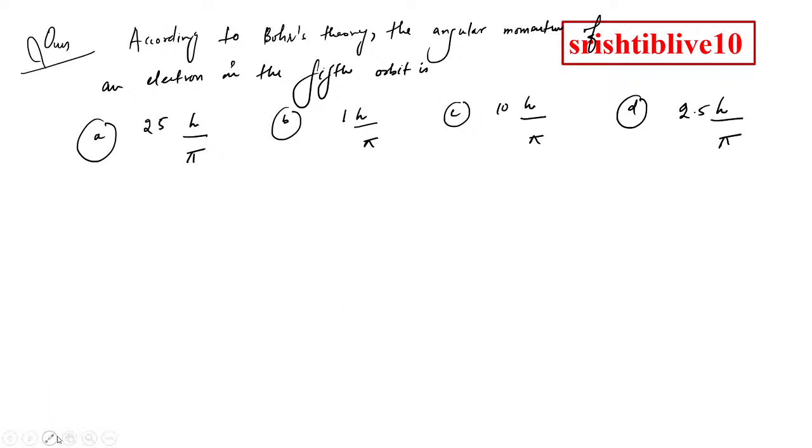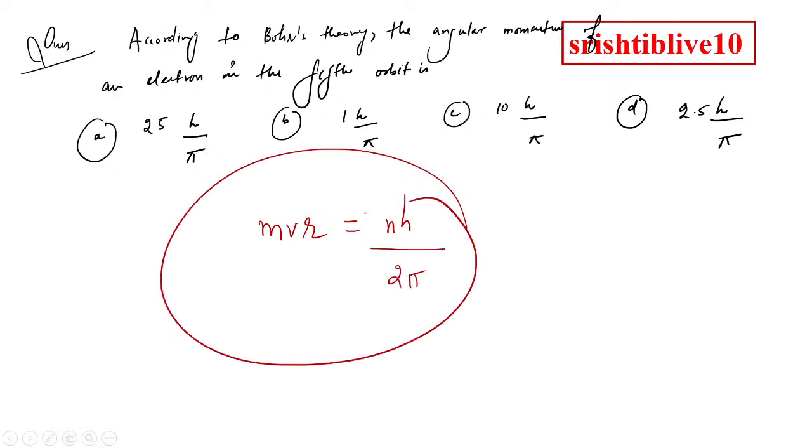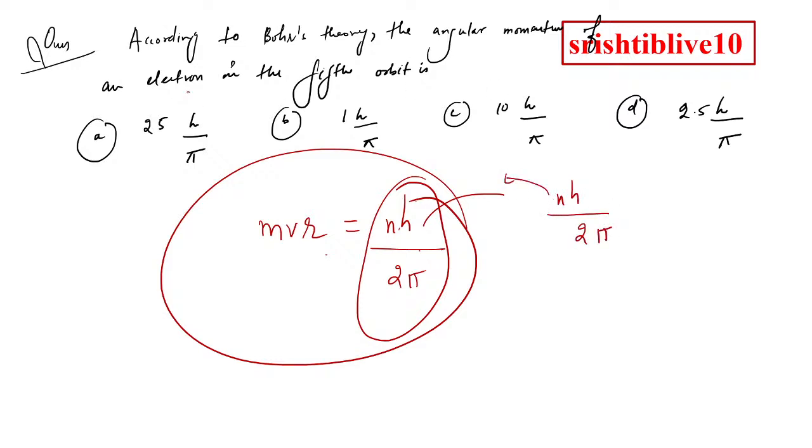So this question is very simple, and we know how we can find out the angular momentum of an electron by the formula mvr is equal to nh by 2 pi. So we know angular momentum of an electron is quantized according to Bohr's postulate. So mvr is equal to nh by 2 pi. This is your angular momentum. Just we need to substitute the value of n, fifth orbit, so n is equal to 5. So 5h by 2 pi, 5 divided by 2, 2.5 h by pi.